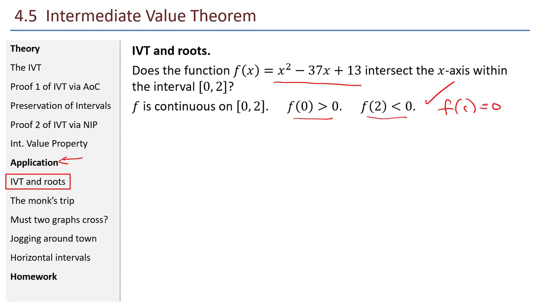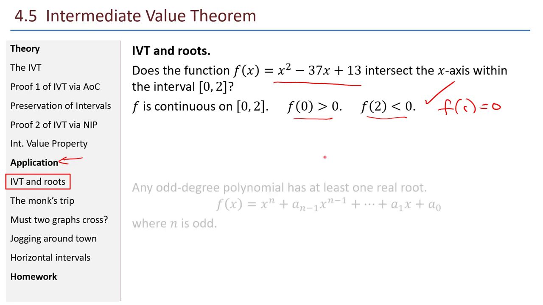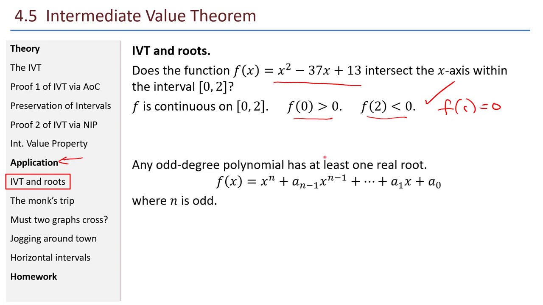All right. A slightly more complicated application with roots. Any odd degree polynomial has at least one real root. So we could write f of x equals x to the n plus all these other things where that exponent n is odd.